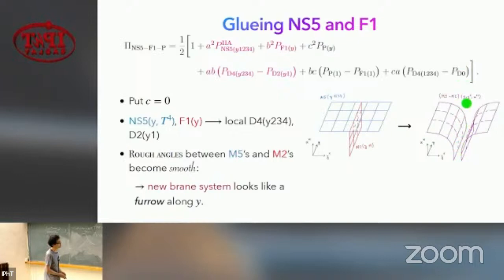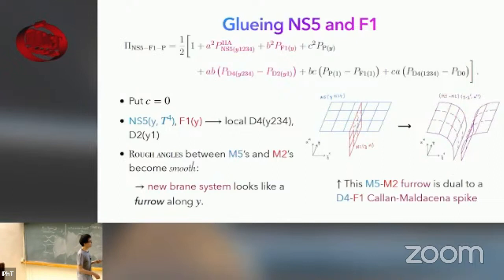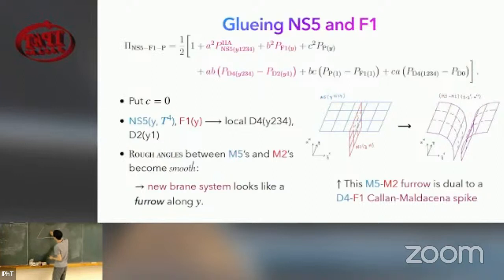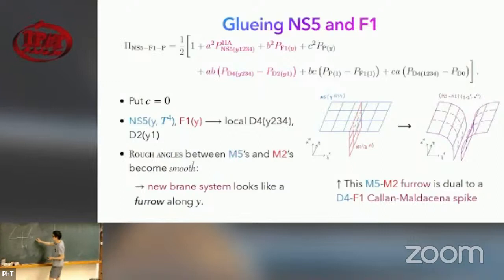So this furrow is actually dual to a Callan-Maldacena spike. I think I forgot to add the picture, but what happens is that you can consider a D4 brane and a fundamental string terminating on it. And the idea is that Callan and Maldacena showed that there is a transition such that, in the end, this fundamental string would pull the world volume of the D4.